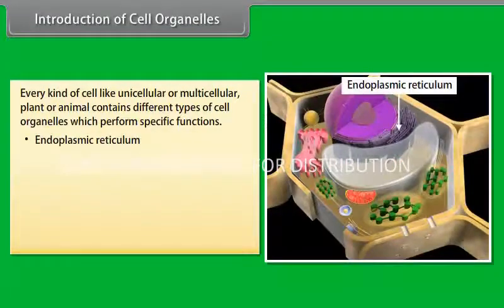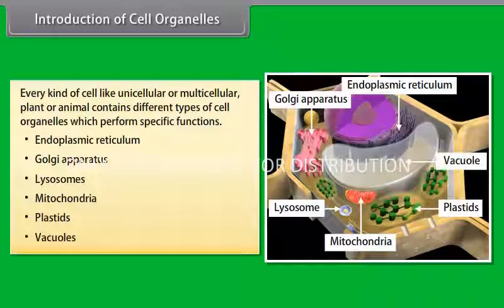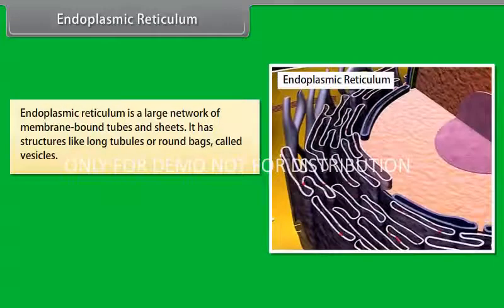Endoplasmic reticulum, Golgi apparatus, lysosomes, mitochondria, plastids and vacuoles are some examples of these cell organelles. Now let us know their structure and functions in detail. Endoplasmic reticulum. Endoplasmic reticulum is a large network of membrane-bound tubes and sheets. It has structures like long tubules or round bags called vesicles.